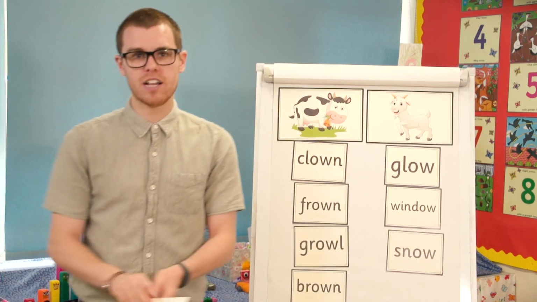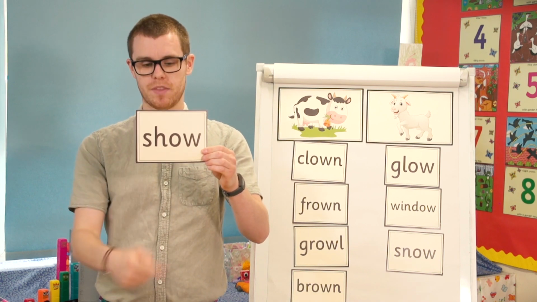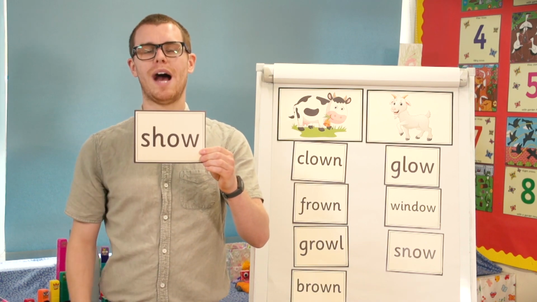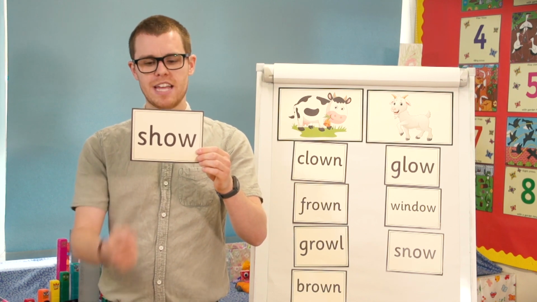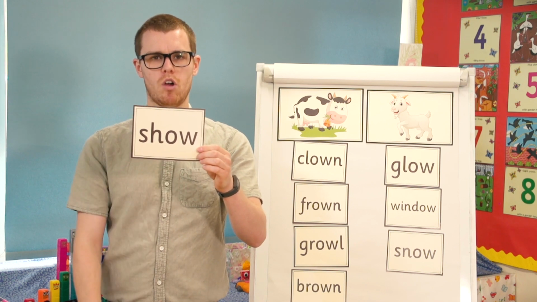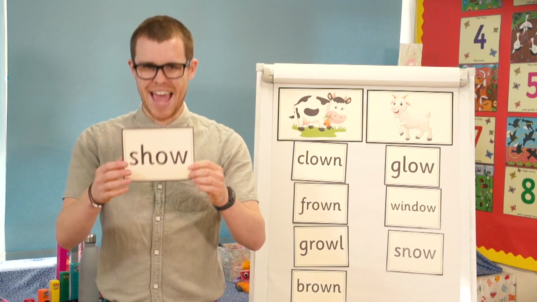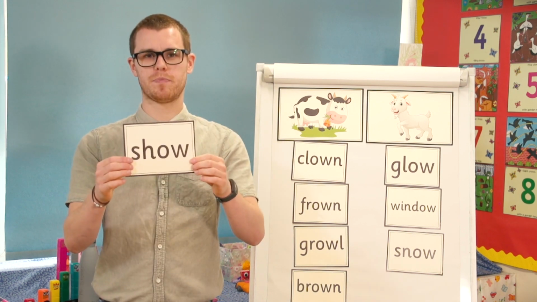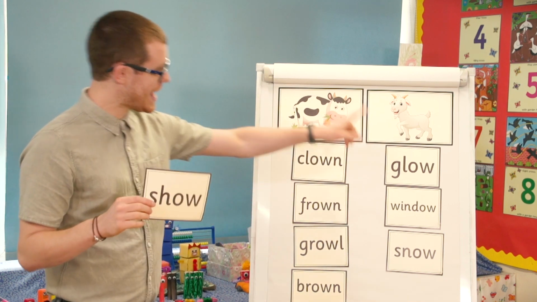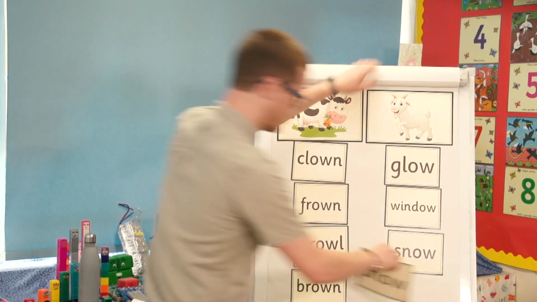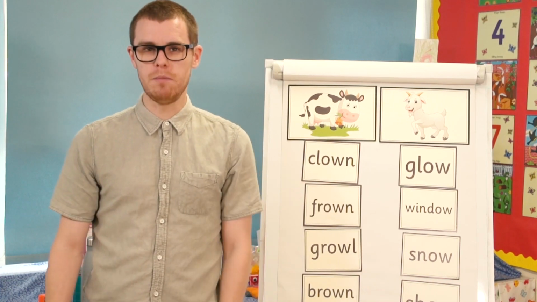Now it's time for the final word. Here it is. Read the word. O or ow? Help me work it out. Is it sh, ow or sh, o? Yes, it is show. Show ends with O. So I'm popping it here under the goat. Oh, we have no more words. We have sorted them all.